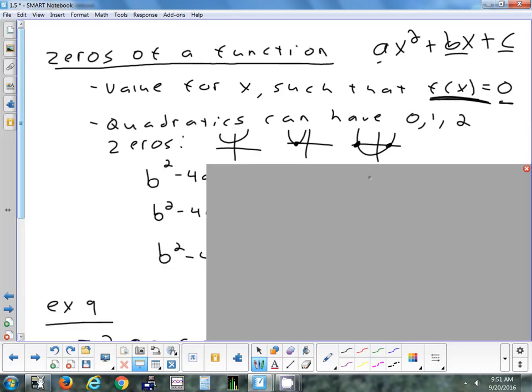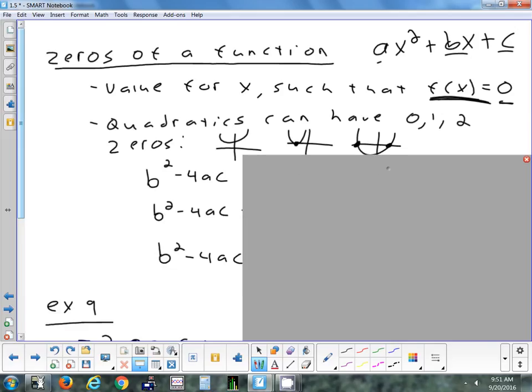The calculation that you have to do really quick is b squared minus 4ac. Has anybody ever seen that before as part of something else? Yeah, it's part of the quadratic formula, but we're not doing the whole thing. It's in the square root, right? It's the thing that's under the square root.